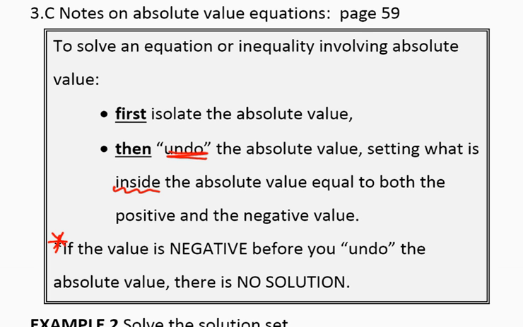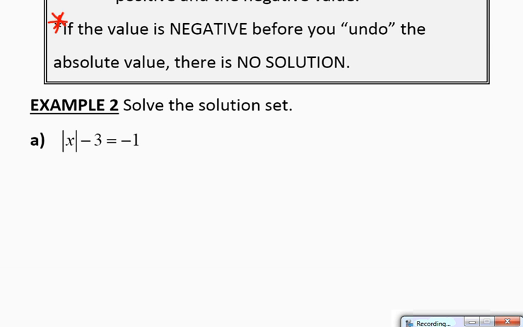A special case: if the value is negative before you undo the absolute value, there is no solution. So if the right side is negative, we know that the distance cannot be negative. So we know that there's some kind of a special case that's happening. So let's go through some examples using this.